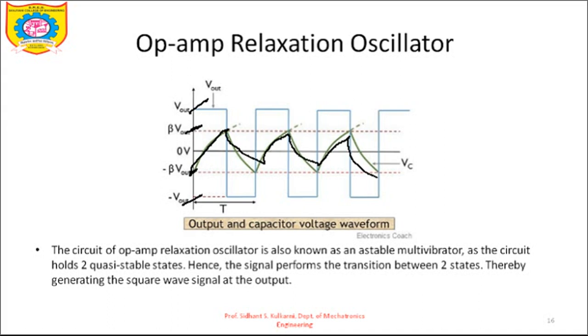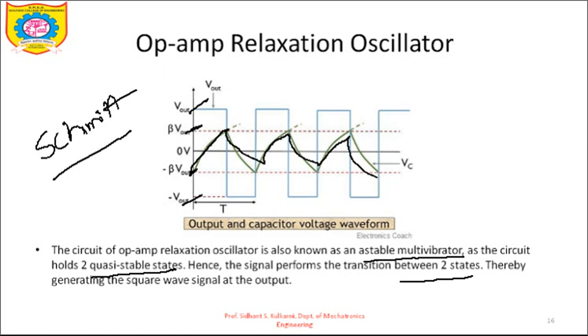Okay, so its concept is also the same as that of the Schmitt trigger, which we have gone through, where we understood that the square waveform is converted into triangular. And this plus V saturation and minus V saturation voltage available at the operational amplifier output will be used for the charging and discharging of the capacitor. This is the same application, which we call a non-linear application. The circuit of the op amp relaxation oscillator is also known as an astable multivibrator, one of the circuits we have already gone through. As the circuit holds two quasi-stable states, the signal performs the transition between these two states, thereby generating the square wave signal at the output.